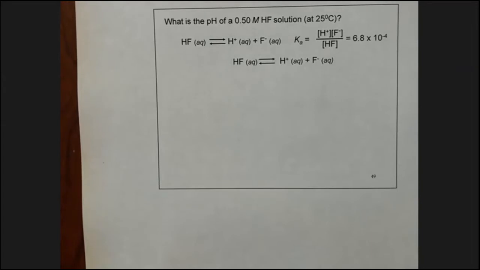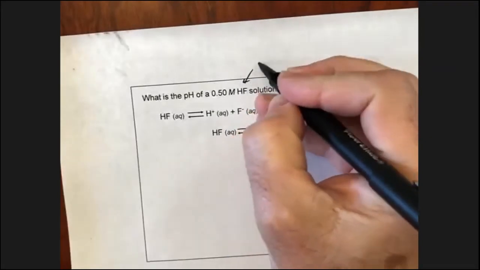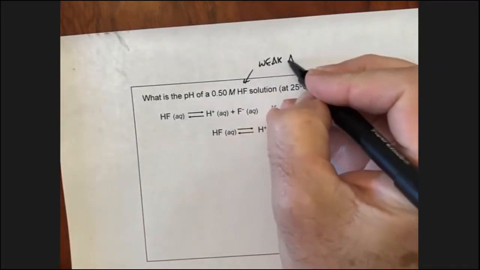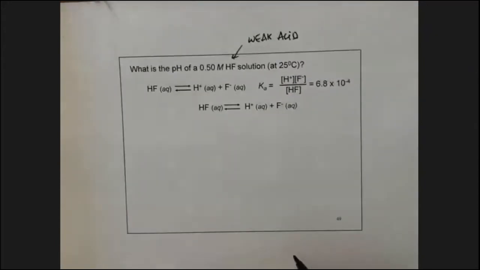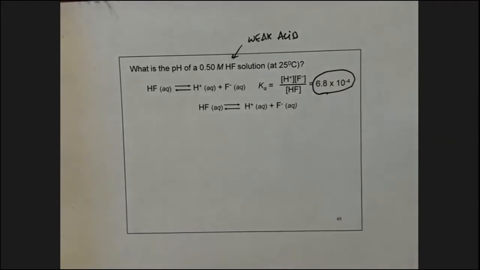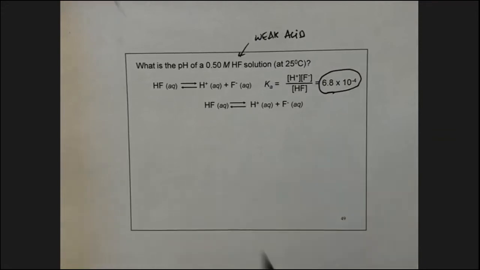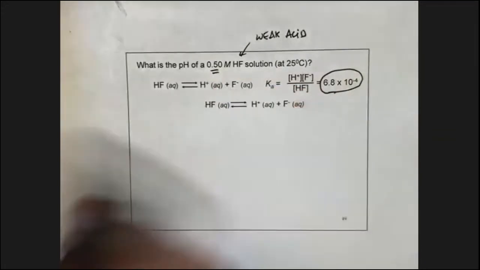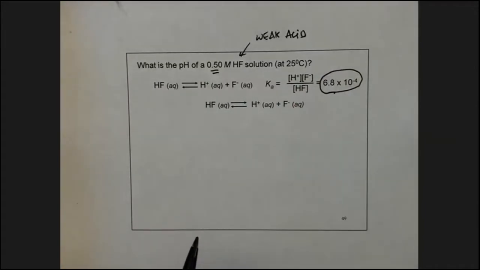Okay, so the first thing we have is a weak acid, right? We know that for two reasons. One, because we saw it on the table before, but also because the value of Ka is small, and that tells us it's a weak acid. That means that unlike a regular strong acid like hydrochloric or nitric, we cannot simply calculate the pH from the molarity of the acid. So what we have to do is build an ICE table.